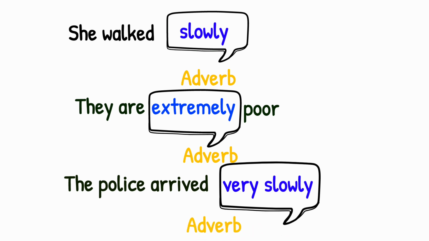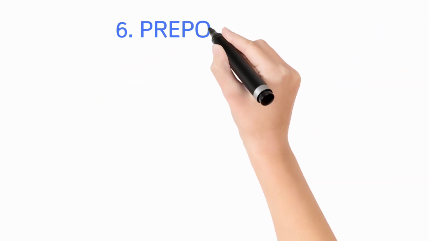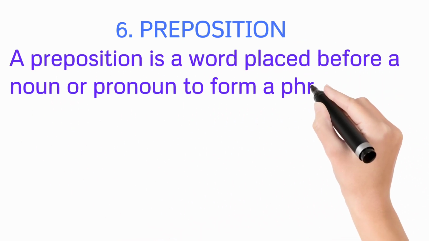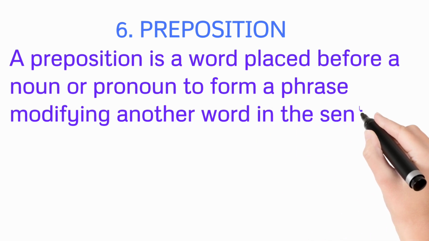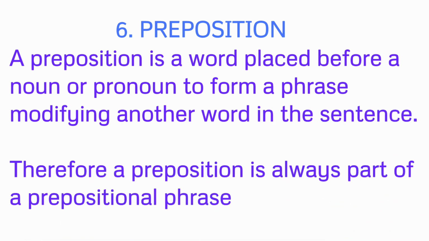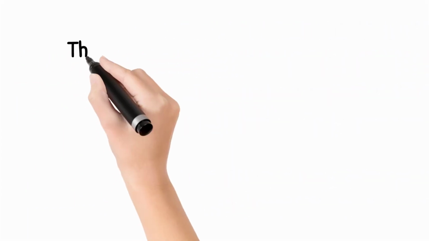The police arrived very quickly. Arrived how? Very quickly. So very quickly is an adverb. It describes arrived. Next one is preposition. A preposition is a word placed before a noun or pronoun to form a phrase modifying another word in the sentence. Therefore, a preposition is always part of a prepositional phrase. To make it very clear, let's see the example.